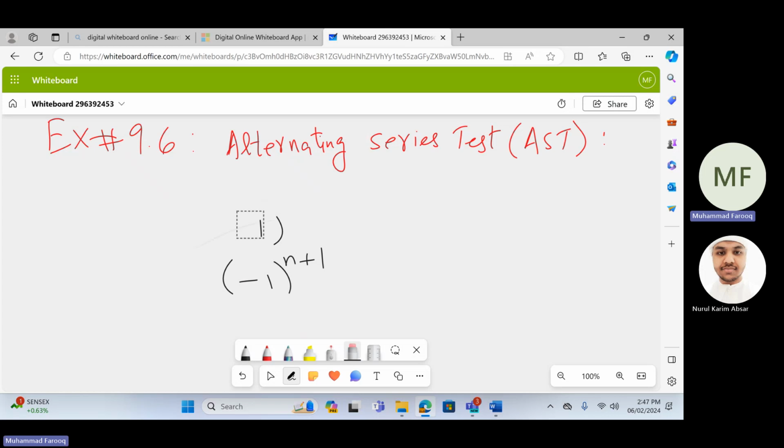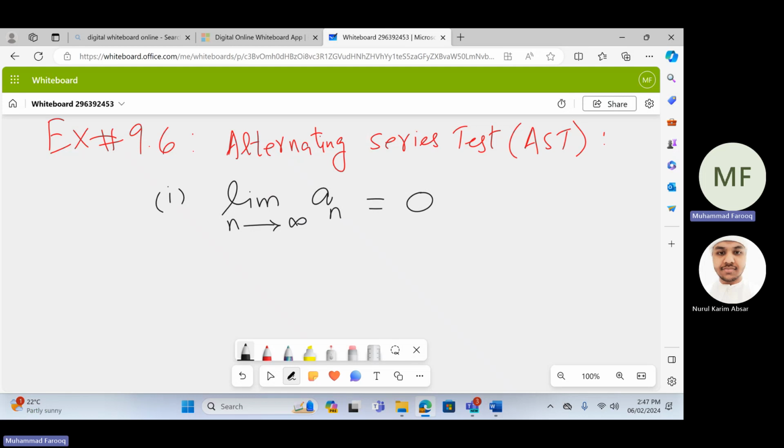To apply this test, we have to perform two calculations. Calculation number 1: the limit as n approaches infinity of a sub n should be equal to 0. The answer of the first condition should be 0. This means the test has to justify two conditions. Number 1, the calculation of the sequence at infinity, the answer must be 0.